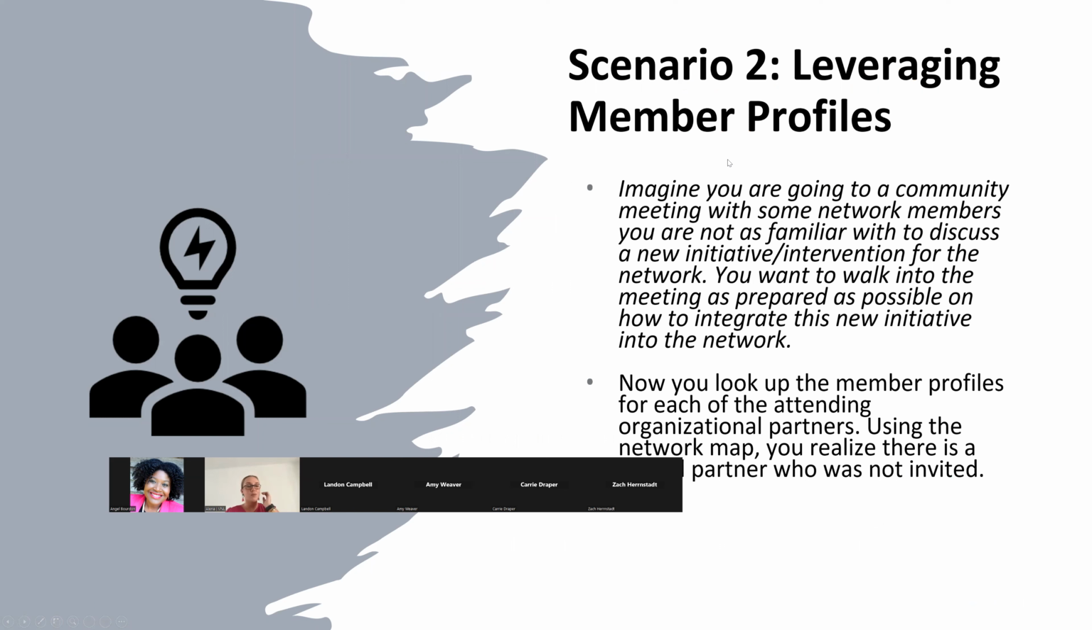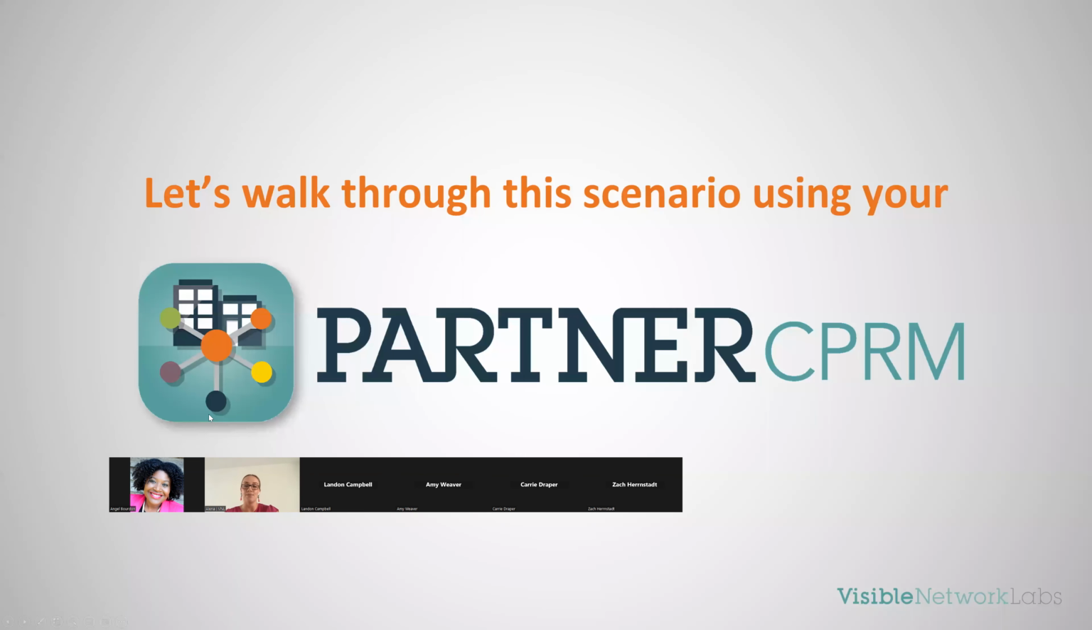All right, so let's walk through our second scenario where you would use your member profiles. Let's imagine that you're going to a community meeting with some network members you're not as familiar with to discuss a new initiative or intervention for the network. You want to walk into this meeting as prepared as possible on how to integrate this new initiative into the network. So you look up the member profiles for each of the attending organizational partners, and using the network map, you realize there's a critical partner who is not invited. Sarah will now walk us through this second scenario.